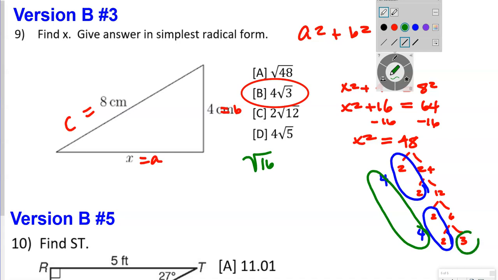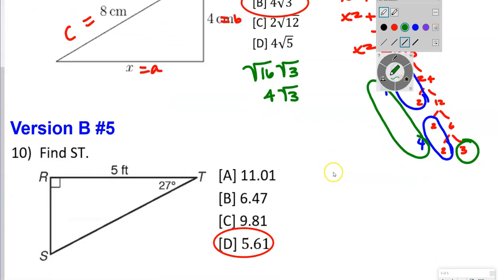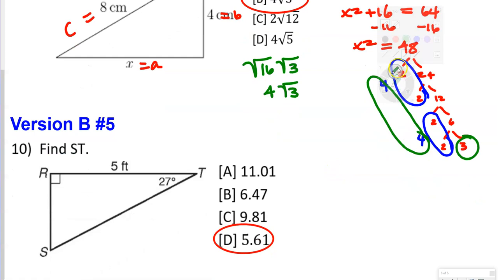And then what do we have left over down here? A 3. So the square root of 16 times the square root of 3. What is the square root of 16? That's 4. And then this is the square root of 3. So if you know it's an even number, then it's easiest to just go ahead and start dividing it by 2. Okay, and look for your pairs of numbers. That's really the key.